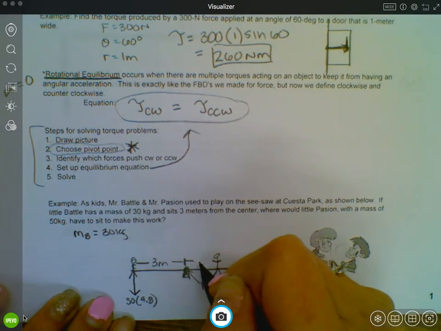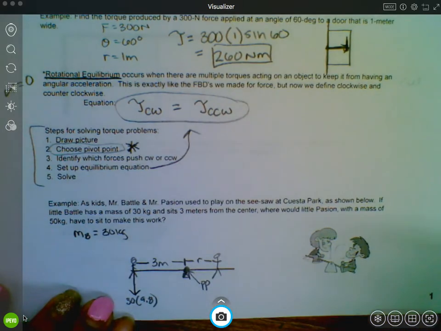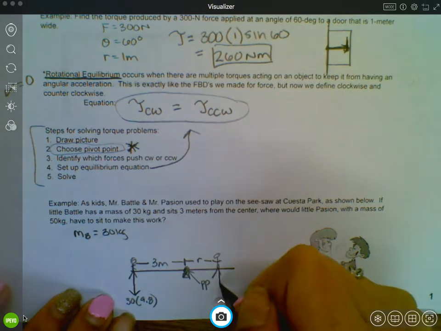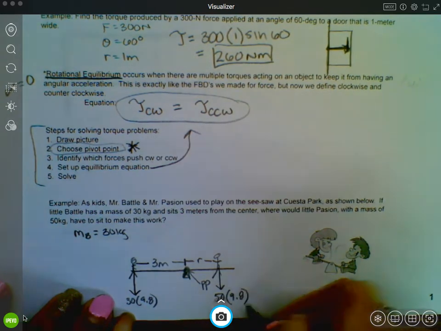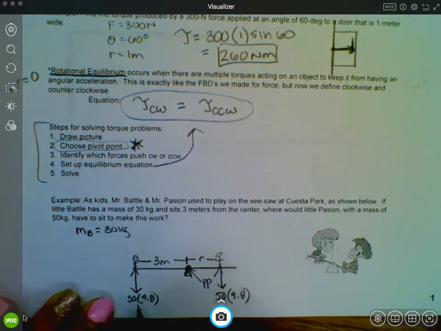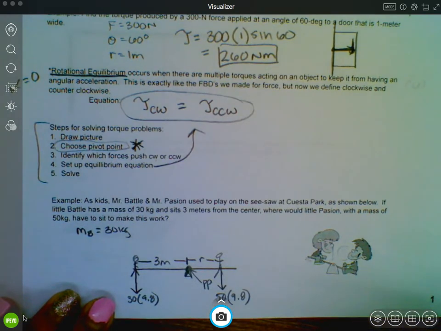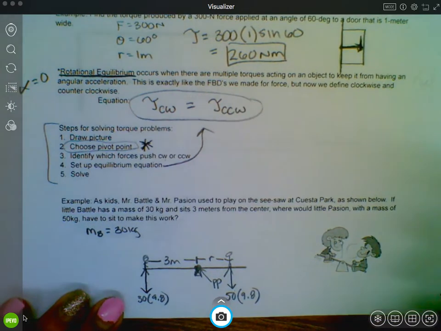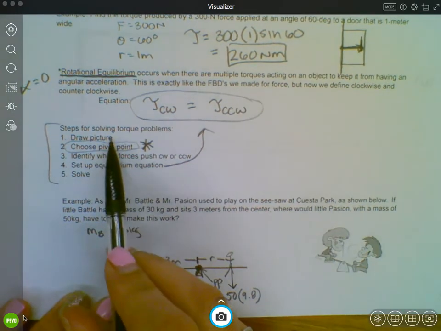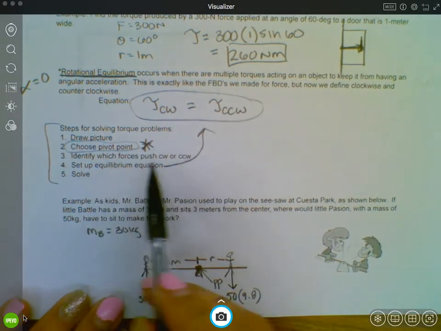We're trying to find R for Mr. Passion. We know his mass is 50, so his weight would be 50 times 9.8. The reason we're finding weight is because these are the forces that they're exerting on the seesaw. And this is the pivot point. So we've chosen a pivot point and drawn a picture, and now we're going to identify which forces push clockwise and which ones push counterclockwise.